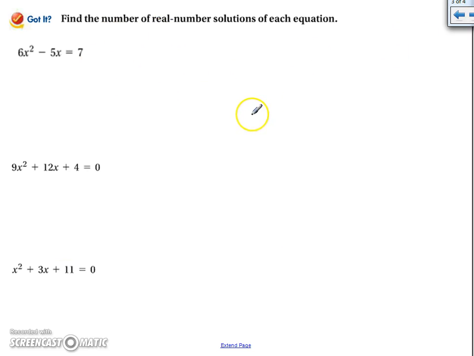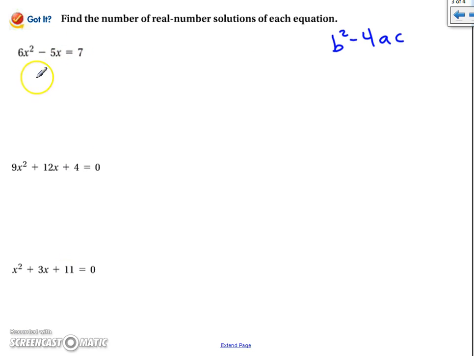Okay, now I want you to pause it, work through these three problems using your discriminant, which was b squared minus 4ac. Use that equation or formula to find your discriminant to tell me how many real number solutions we have.